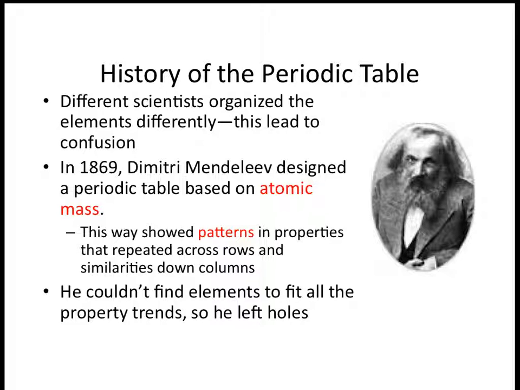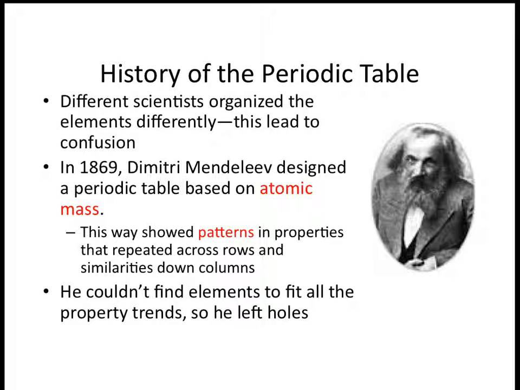And basically what happened was around his time, I think there were about 60 elements known, and he put any information he had of those elements on cards, pieces of paper. He was shuffling them around, trying to find patterns, and eventually he realized that if he based it on atomic mass, most of the elements showed patterns and properties that repeated across rows and had similarities down the columns.